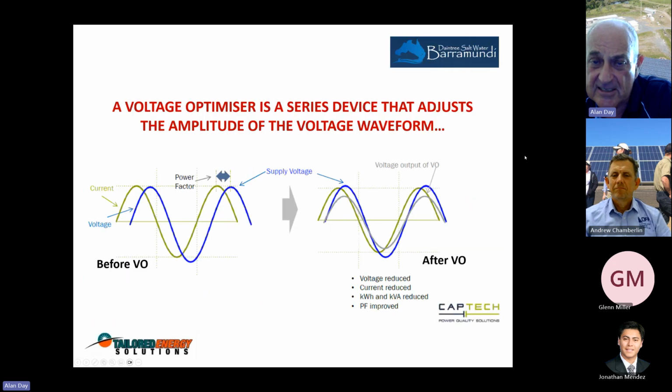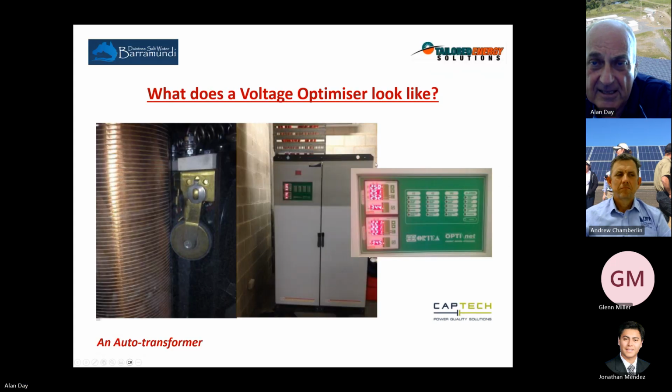So let's have a look. This is just showing how the supply voltage is modified by a voltage optimizer. But it's probably easier just to explain. This is a voltage optimizer. You can see the whole unit on the right in the middle there. That's what it looks like. Just a big electrical board. The readout is just an expansion of the readout that's on the front of the machine there.